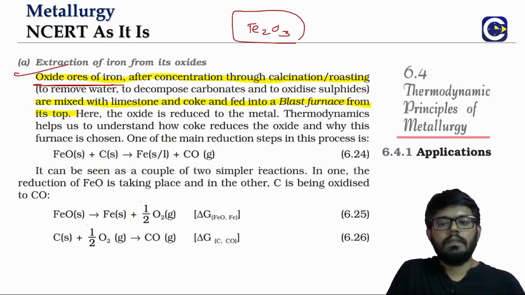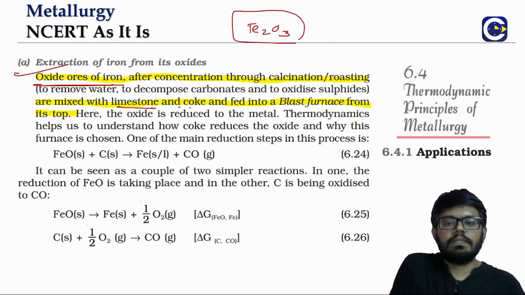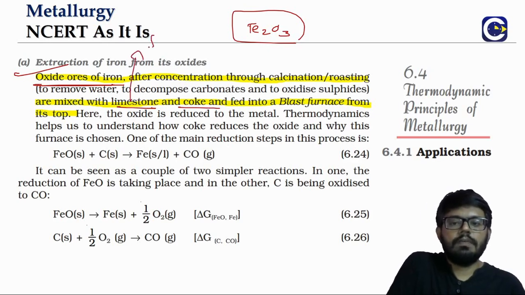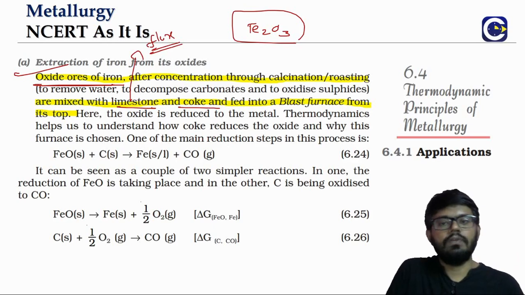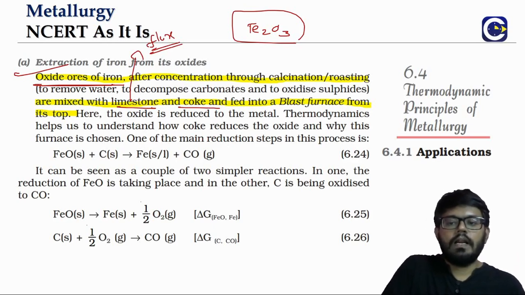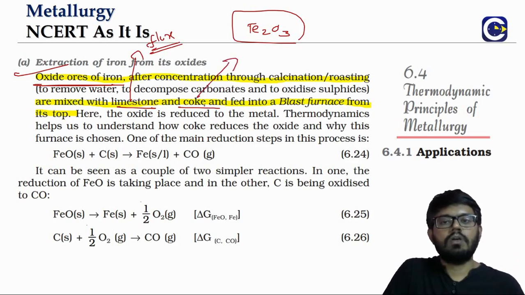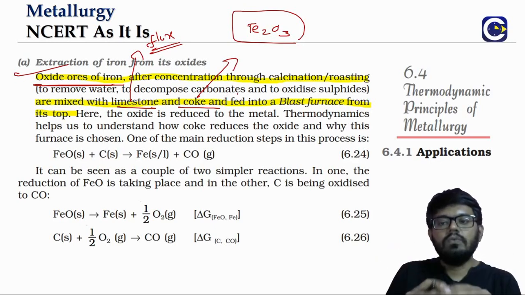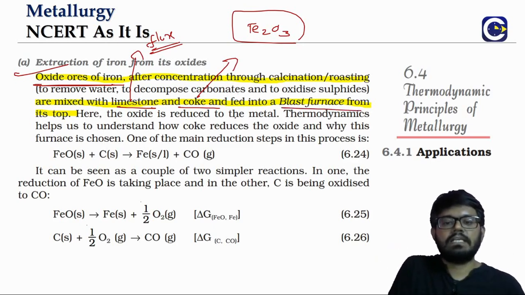The oxide of iron will be mixed with, you can see, what substances are we going to mix? Limestone. Here limestone we will call a flux. I will tell you why we call it a flux also. And we will also mix this with coke. So the iron ore particles mixed with limestone and coke, finely divided, will be fed into what we will refer to as the blast furnace from the top.